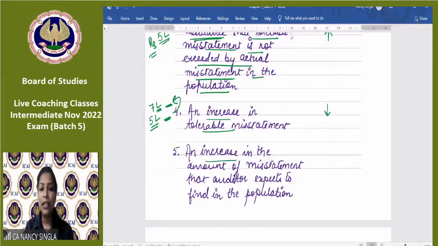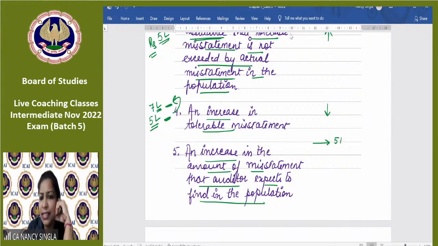Now, an increase in the amount of misstatement that auditor expects to find in the population. Auditor expects that there is a misstatement. So just try to understand it like this. Earlier auditor was thinking that a misstatement of, let's say, 5 lakh can be there. But now he is expecting that this 5 lakh can reach up to 10 lakh. Now tell me, what will the auditor do? He will do more checking. Simple.